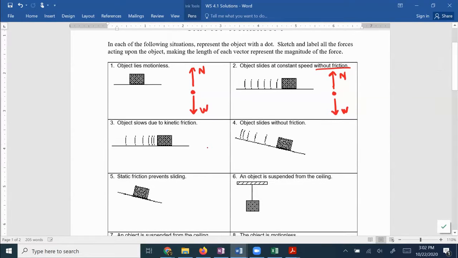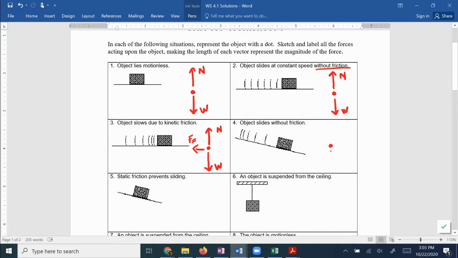So let's take a look at this next one. The next one obviously still has gravity and therefore still has the normal force. Make sure you're making those look equal, because they should be. And then we have some friction to the left. And so that would be your force diagram. In this case, we have a force to the left, no force to the right, so that means we would have an acceleration to the left. In this case, it would be slowing down.